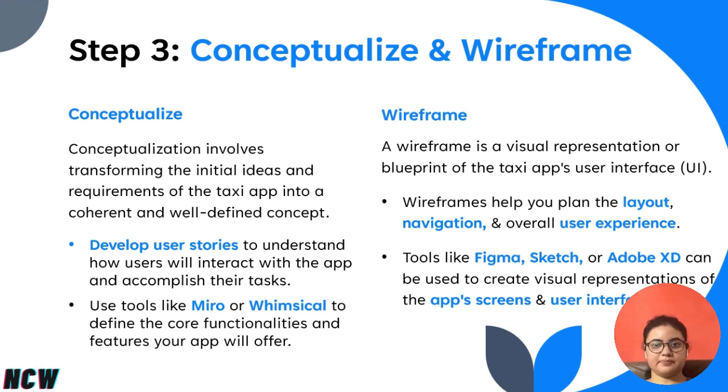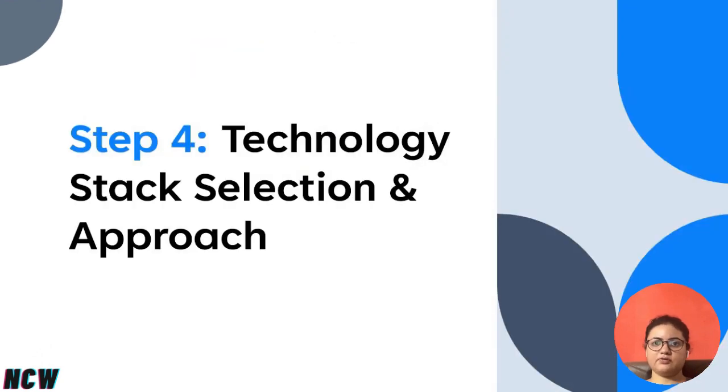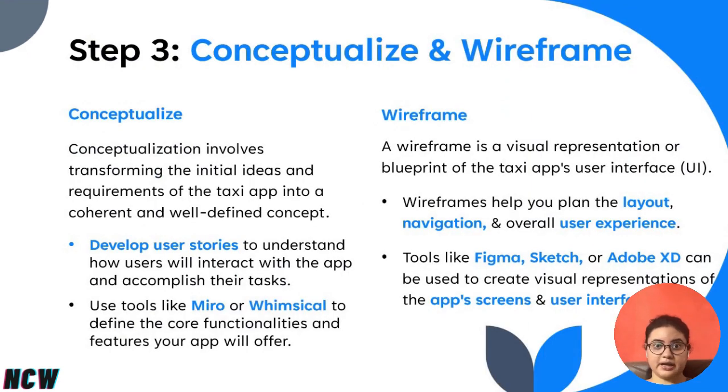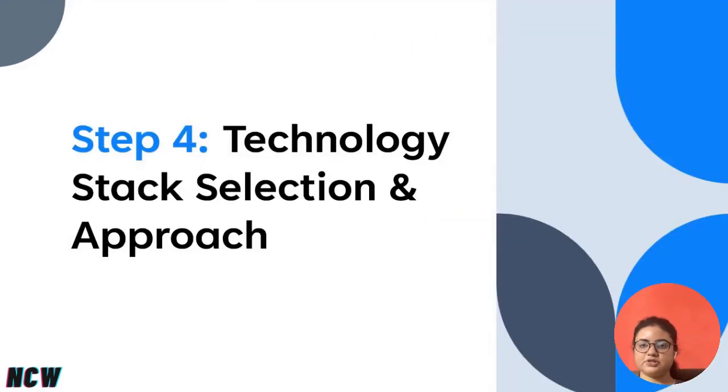Wireframing is the next important step. A wireframe is a visual representation or blueprint of the taxi app's user interface. It is a simplified layout that outlines the placement of elements such as buttons, menus, and content without focusing on colors, styles, and detailed graphics. A wireframe helps you plan out the navigation and overall user experience. Tools like Figma, Sketch, and Adobe XD can be used to create a visual representation of the app's user interface.